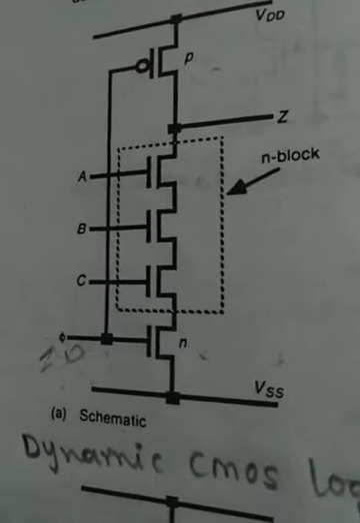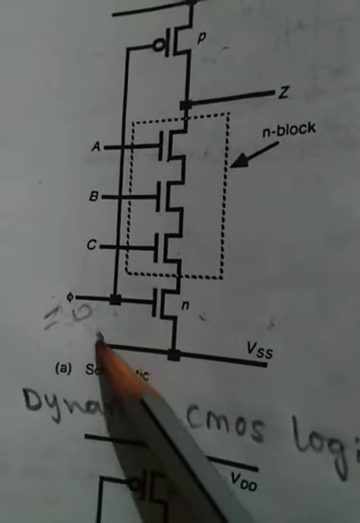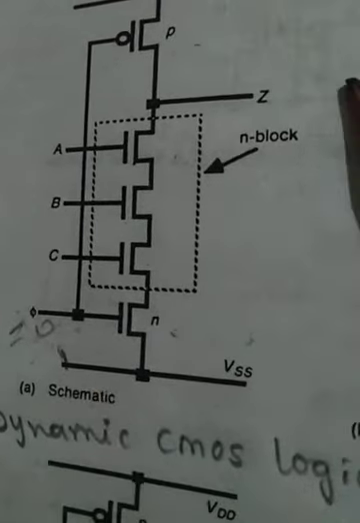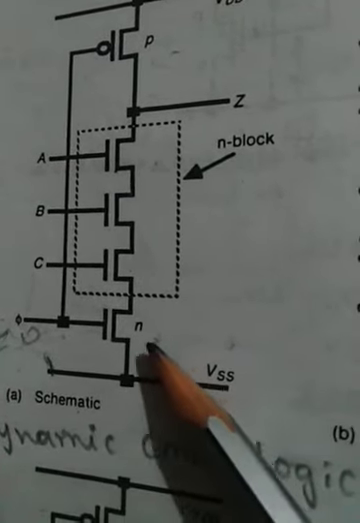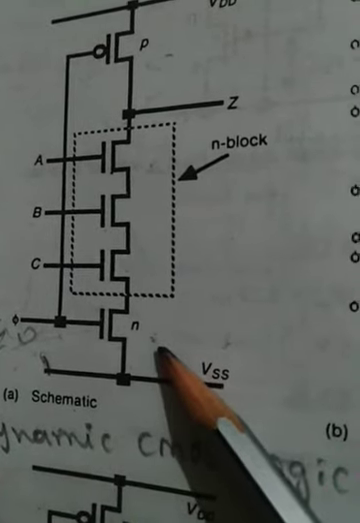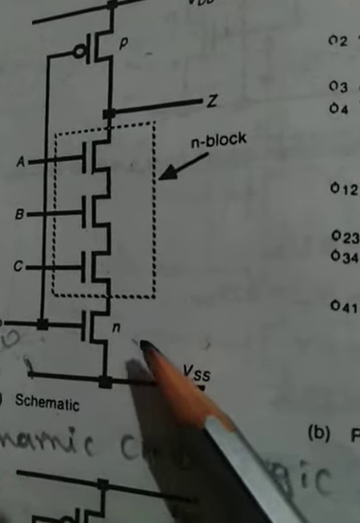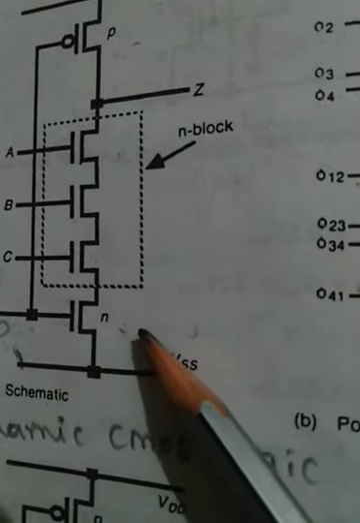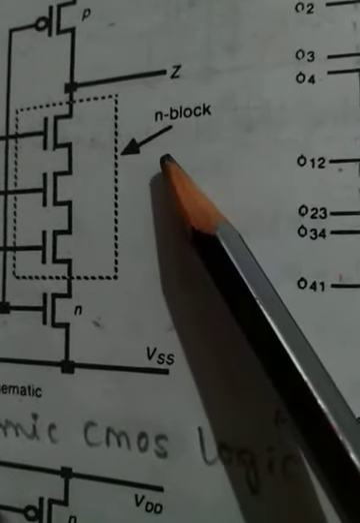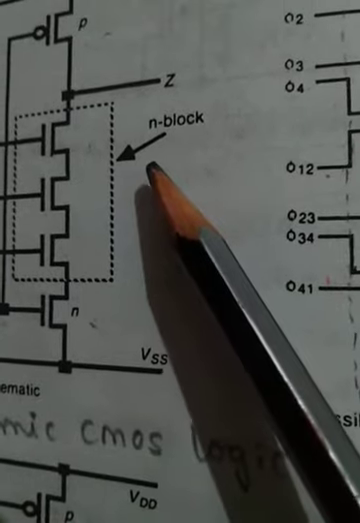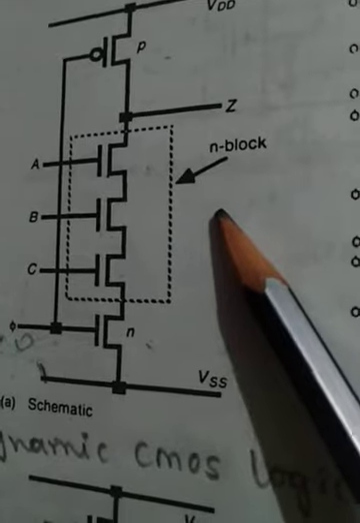Suppose I am giving a clock signal 1. What happens? The PMOS is off and the NMOS block will be conducting as the evaluation transistor is on. Thus the load capacitor discharges depending on the input states of the N blocks. Actually here we have to connect the transistor, but internally it is there, they are not showing it here.